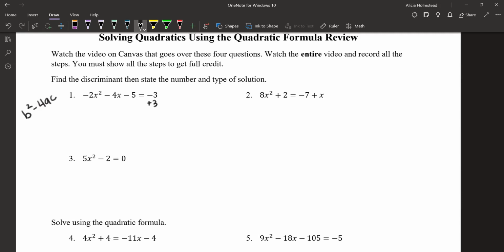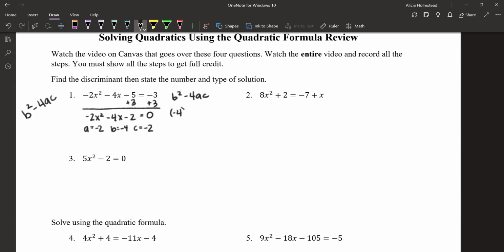So for this first one, we'll need to add 3 to both sides. So we get negative 2x squared minus 4x minus 2 equals 0. Now that it's in standard form, we can identify a, b, and c. A is going to be negative 2, b is negative 4, and c is negative 2. Once we have those numbers, we can go ahead and plug them into our discriminant formula.